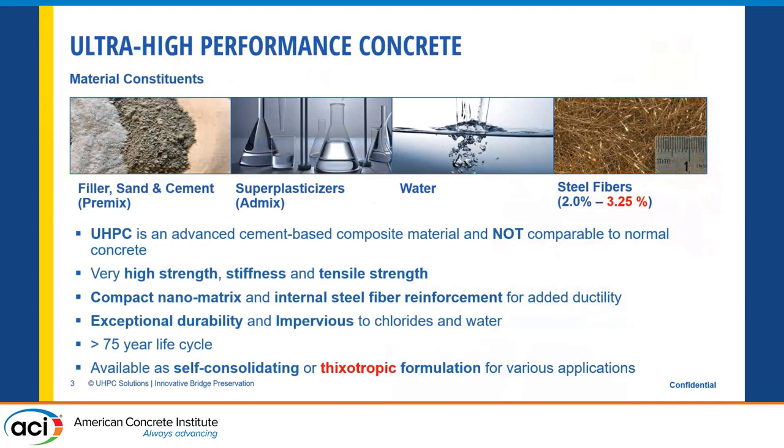We've talked about UHPC already briefly, but what's very important for an overlay is that you want a thixotropic mix, and you're going to see that a little better in the videos later on. For the thixotropic mix right now, to get the tensile properties in the US industry, we've been using 3.25% steel fibers in these types of mixes. What most people are used to are the self-consolidating mixes, which only use 2% steel fibers. But referring to Dr. Grable's presentation this morning, the percentage is not as important. What really comes down to it is that you meet the tensile properties required for the design.